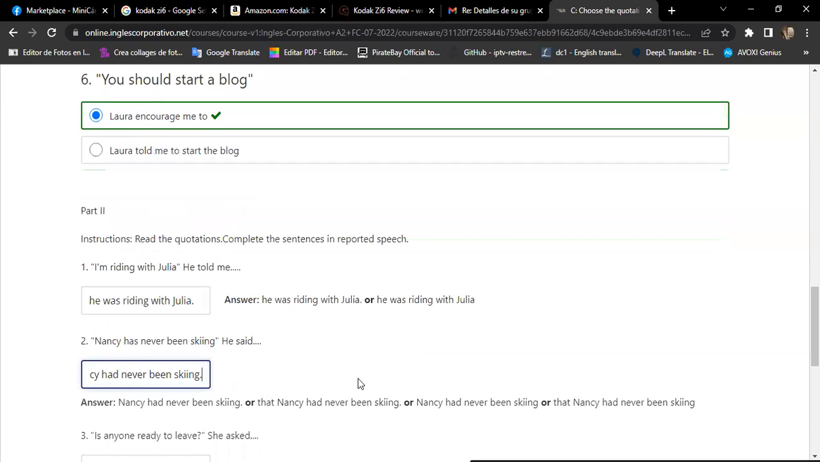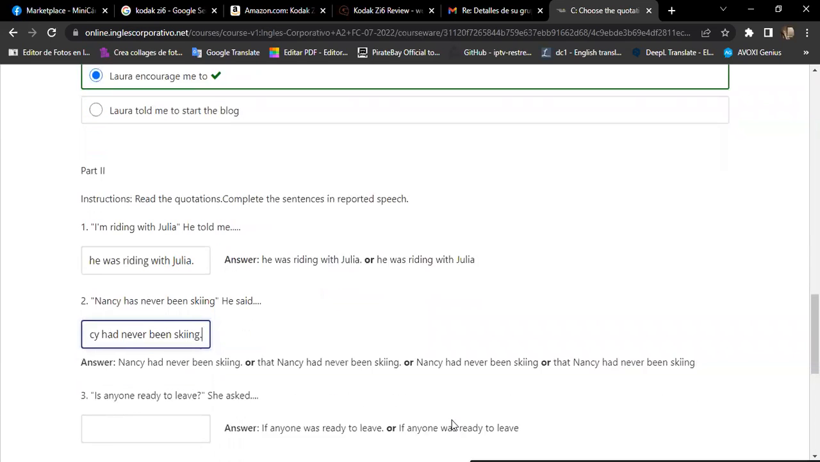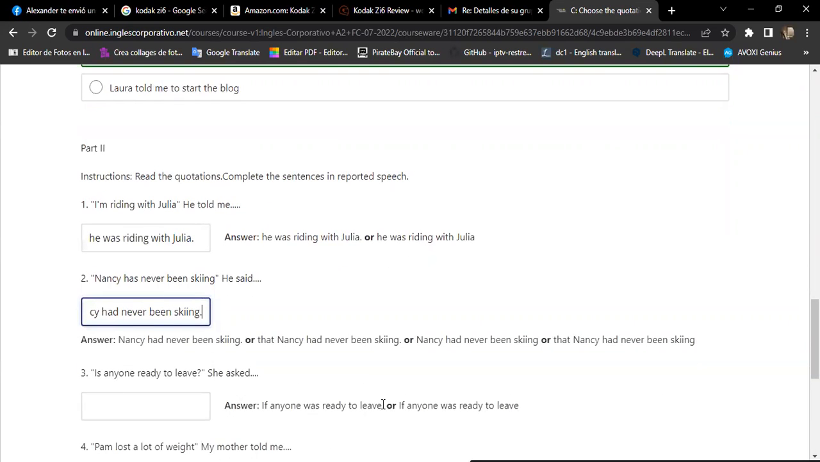Number three, is anyone ready to leave? She asked if anyone was ready to leave. Yes.